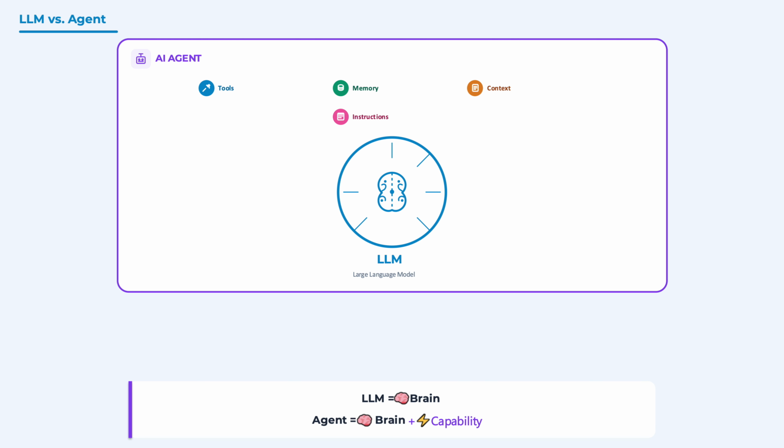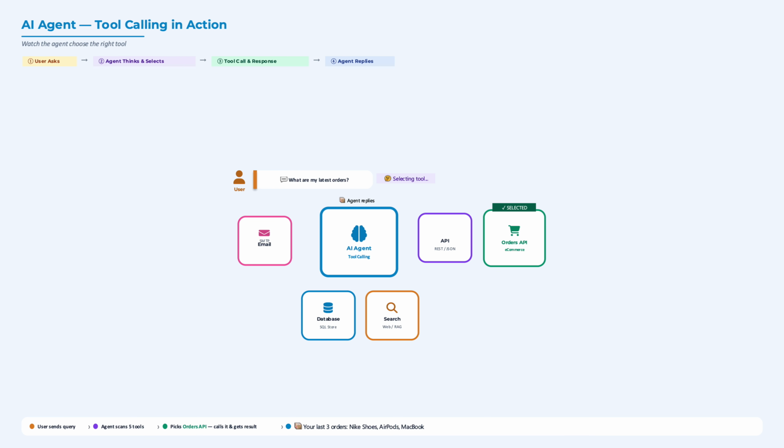Of course, that's a simplified explanation. But it's a useful mental model. Tools are one of the most important concepts when it comes to AI agents. A tool is basically something an agent can use to interact with the outside world.